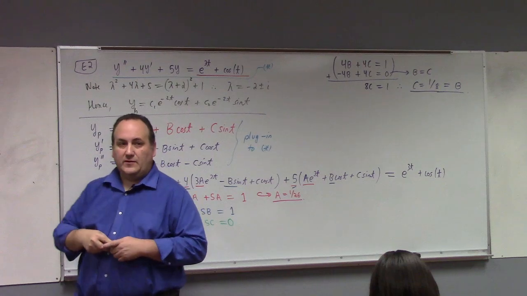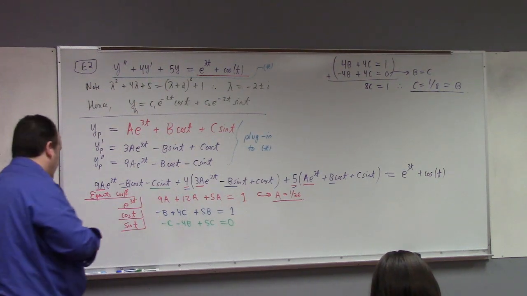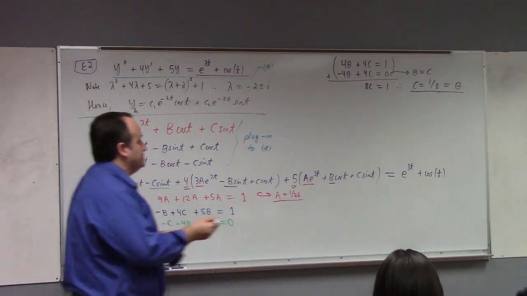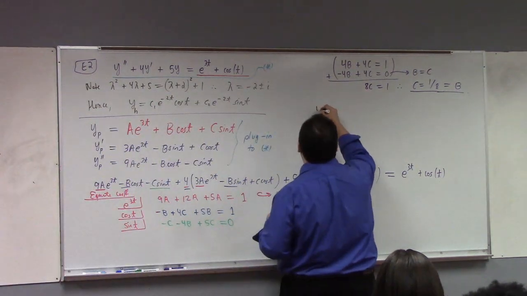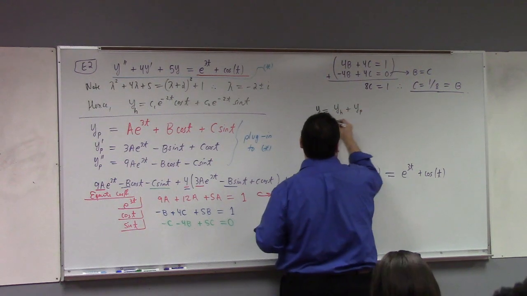So we have now determined the undetermined coefficients, right? We found values for a, b, and c that make them work. And so let's put it all together. What we got? We've got y is equal to yh plus yp. This is like the general theory.